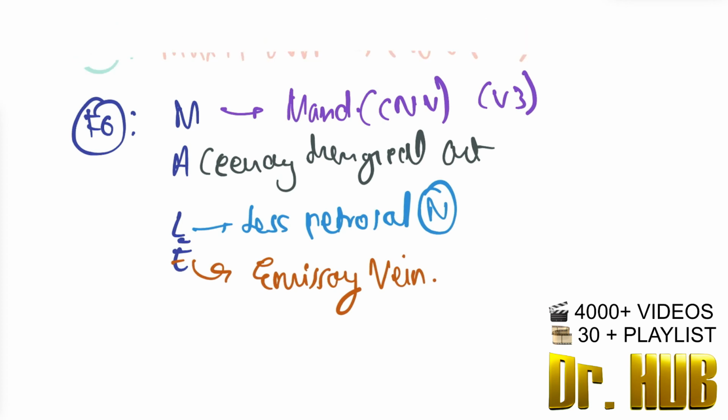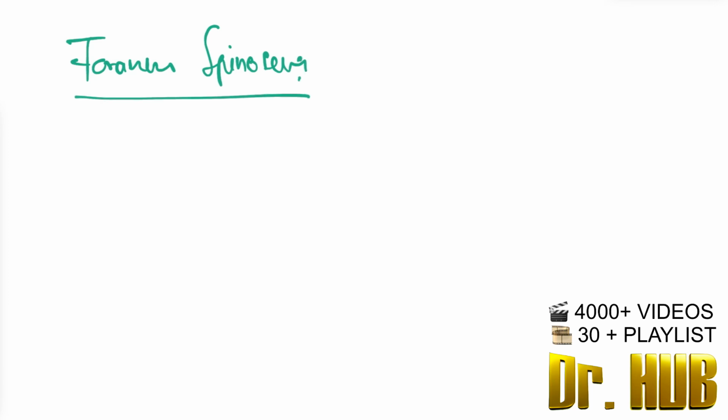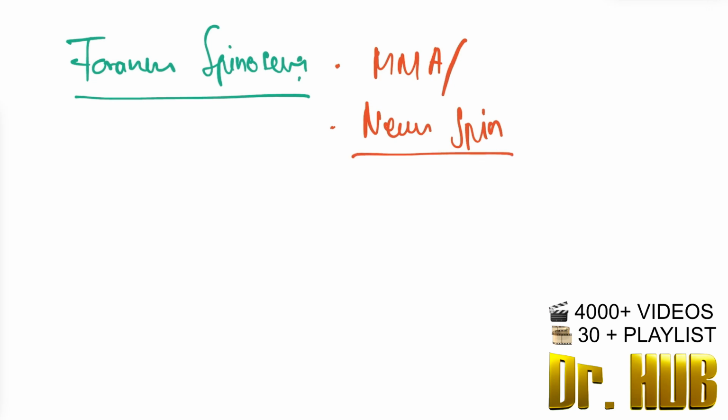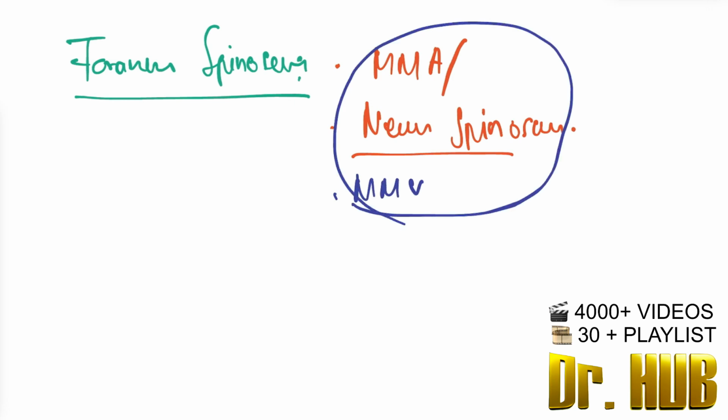Next we look at the foramen spinosum. In this foramen spinosum, there is going to be the middle meningeal artery, that is the MMA. Next comes the nervus spinosum. In spinosum, it's very easy to know that the nervus spinosum is going to be passing through it. Then there is the middle meningeal artery as well as the middle meningeal vein. So 3 structures to the spinosum.